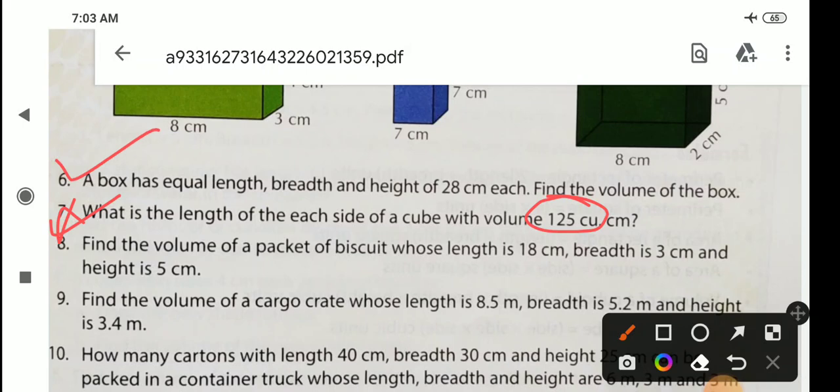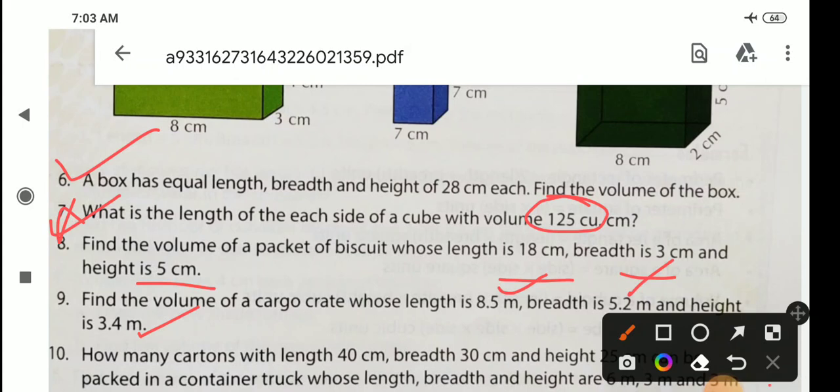Find the volume of a packet of biscuit whose length is 18 centimeter, breadth is 3 centimeter and height is 5 centimeter. So here children, length, breadth and height is given. Easily you can find out the volume. Then comes to number 9. Find the volume of a cargo crate whose length, breadth and height are given. Okay. So children, all are given. You easily find out the volume.